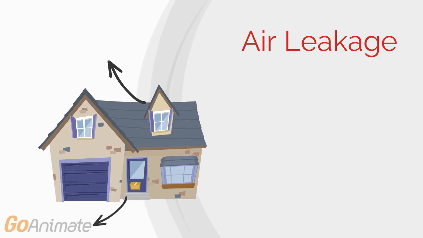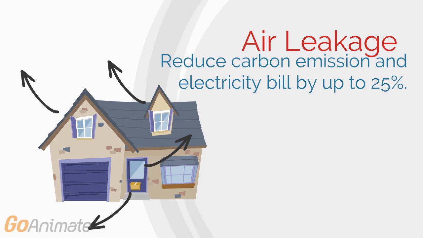Air leaks through attics, floorboards, skylights, and poorly fitted doors. Sealing air leakage can reduce carbon emissions and your electricity bill by up to 25%.